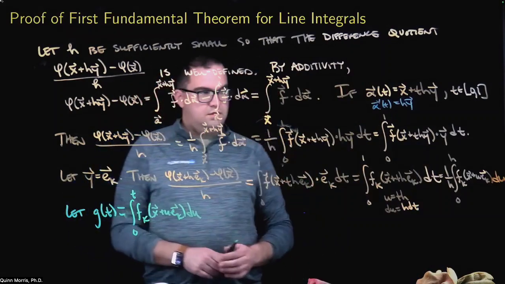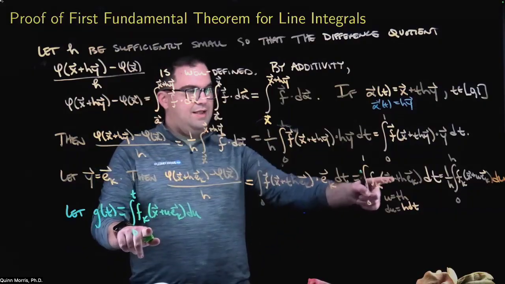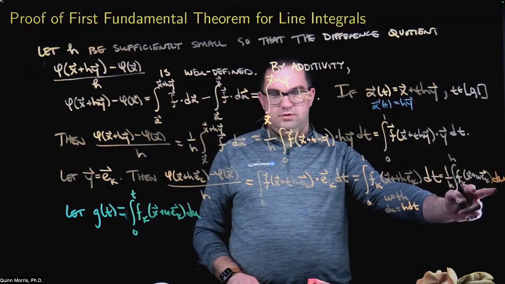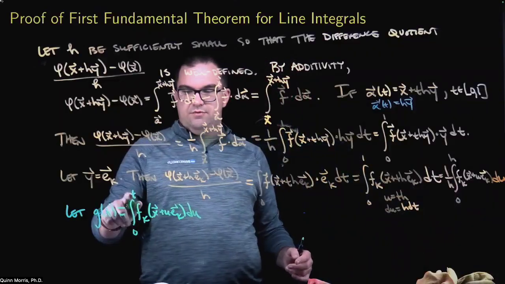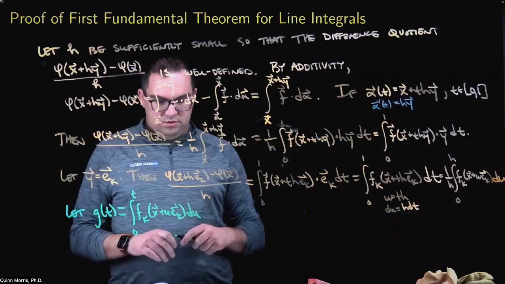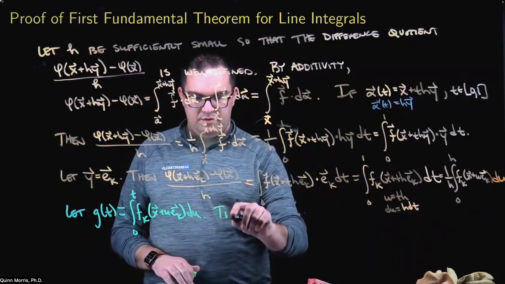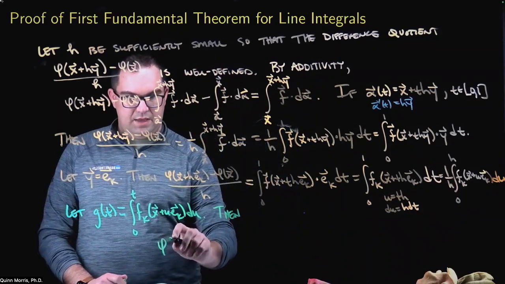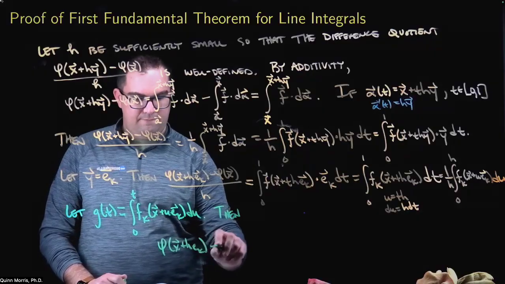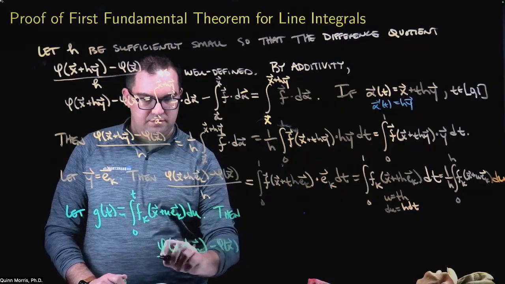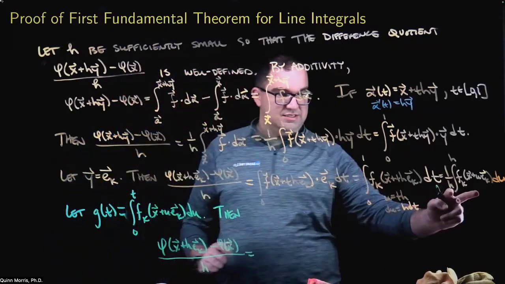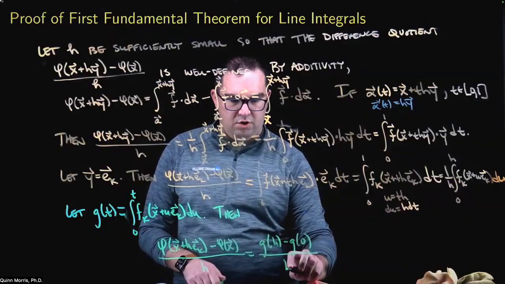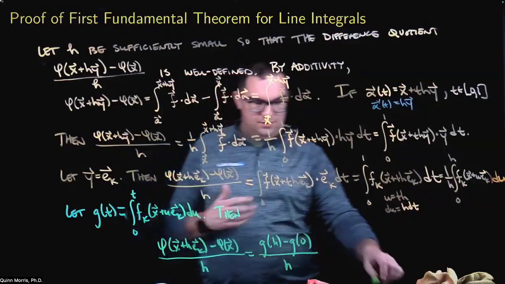Now, if I do this, then if I look at this, this term is just g of h. This is 1 over h. And g of 0, if I plug in that, I'll just get 0. Okay, so what I have then is that this quantity, psi of x plus h e k minus psi of x all over h, is equal to this, which is the same as g of h minus g of 0 all over h.